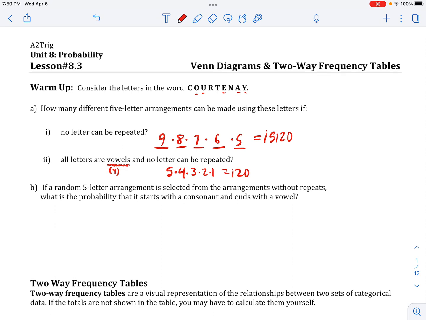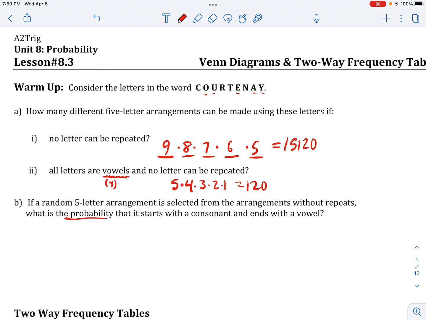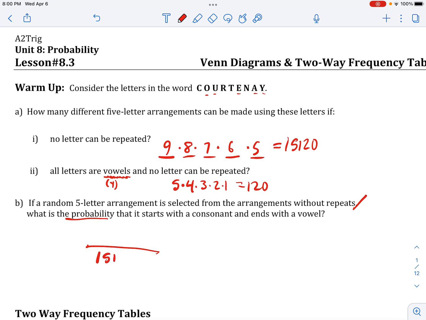If a random 5-letter arrangement is selected from the arrangements without repeats, okay, so right there, we're talking probability. I stop right here. I can figure out the denominator of that probability, and I've been saying all along that when you have probability questions, a lot of times it's helpful to think about the denominator first. So there's my denominator. My numerator is the thing I'm trying to find the probability of, which is starts with a consonant, 2, 3, 4, 5. Starts with a consonant, so there's 4 choices for that. Ends with a vowel, there's 5 choices for that.